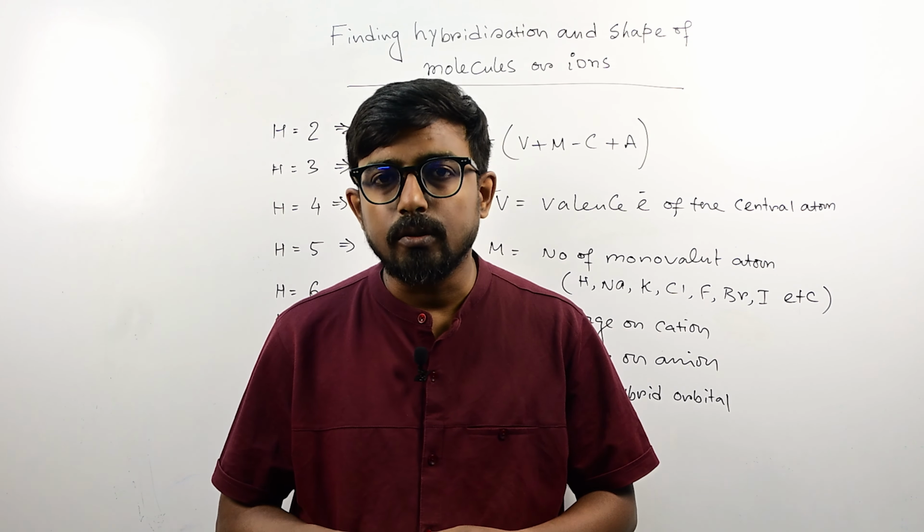number 8, is SF4. So H will be equal to half the valence electron: 2, 8, 6. So it is 6 plus the number of monovalent atoms, that is 4. So H equals 5. H equals 5 means S has 5 positions, but here we have only 4 atoms.